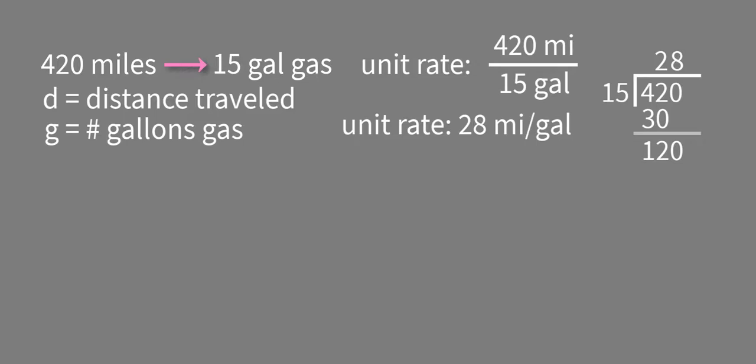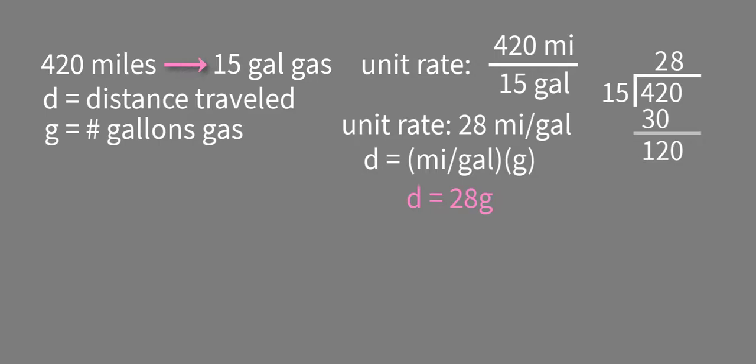And now we're going to set up our actual equation. So let's think in terms of logic. We know the distance traveled equals the miles per gallon times the number of gallons of gas used. So that's going to give us distance equals, we determined that the car is getting 28 miles per gallon times the number of gallons, which we know is G.